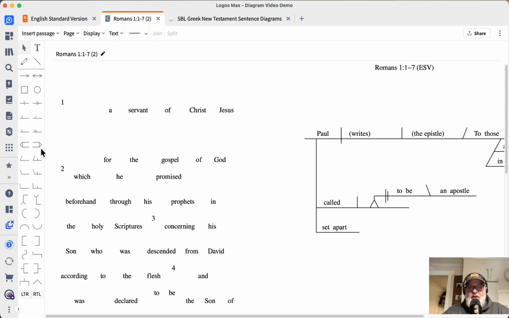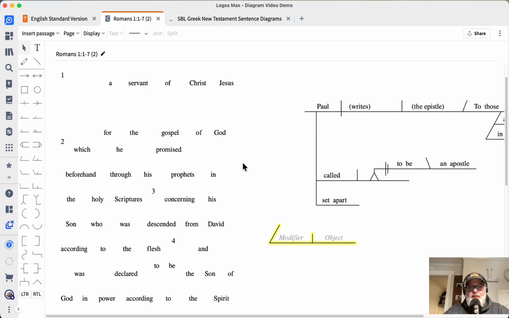And then we get another something here telling us more about set apart. He was set apart for something, and that's a prepositional phrase. It's actually two of them, for the gospel, and then we have whose gospel it is. It's God's gospel. Okay, there we go.